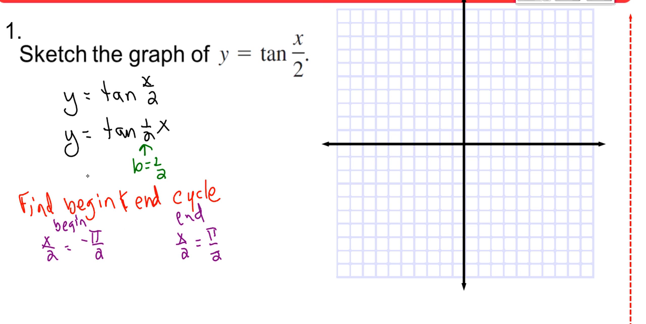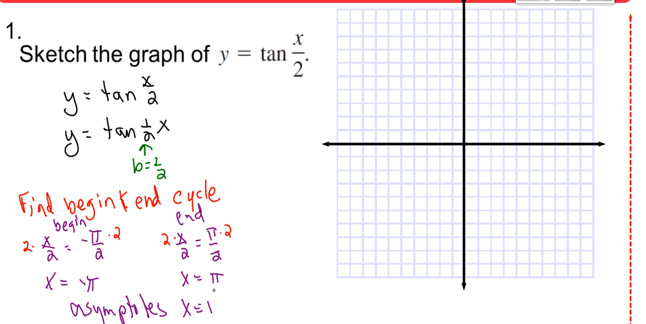So in each case, to solve, we're going to just multiply by 2 on both sides. And actually, I'm going to do them both at the same time. In this case, it's the same work. So x equals negative pi for the beginning, and x equals pi for the end. So there are asymptotes at x equals negative pi.